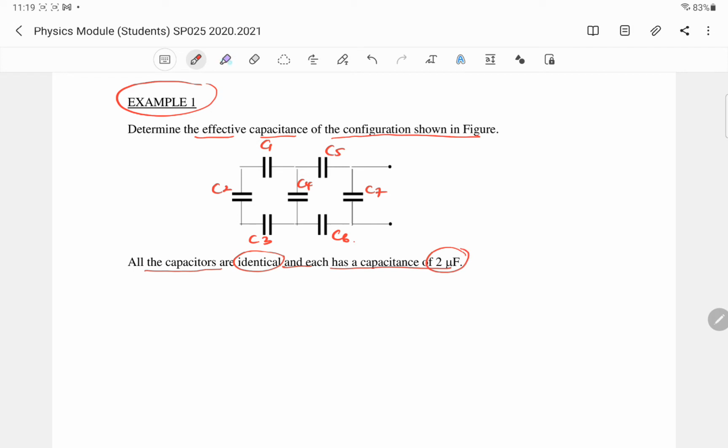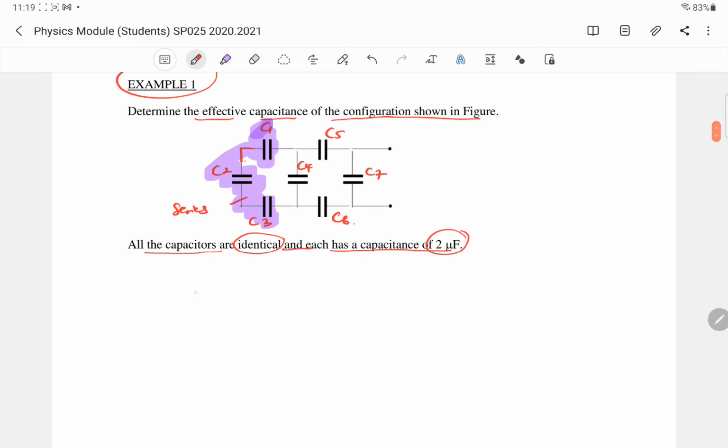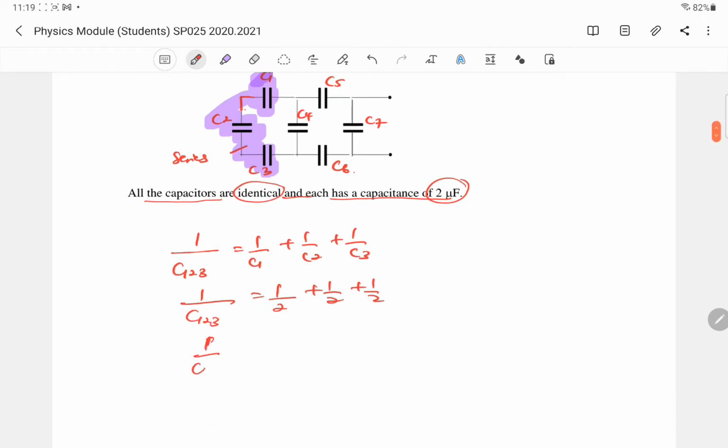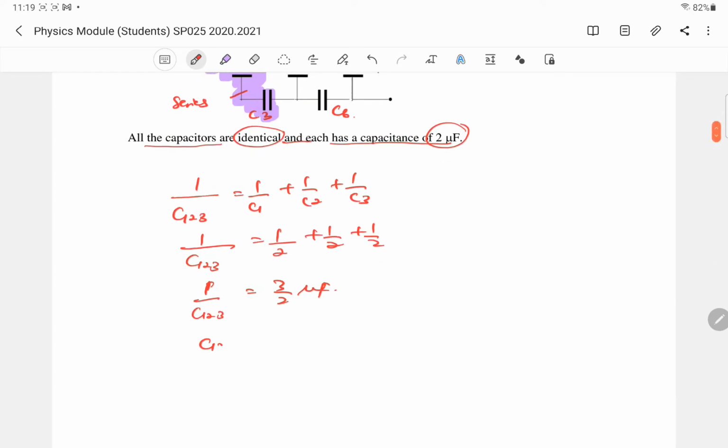Alright, so kita combine kan yang ni dulu. Okay, combine C1, C2 and C3 which is connected in series. Ini sebab ni just ada junction saja. So 1 over C123 equal to 1 over C1 plus 1 over C2 plus 1 over C3, which is 1 over 2 plus 1 over 2 plus 1 over 2. So 1 over C123 equal to 3 over 2 microfarad, so kita dapat C123 equal to 2 over 3 microfarad.